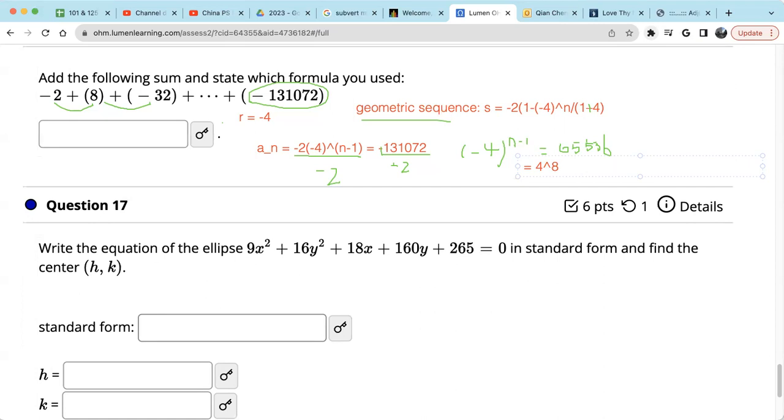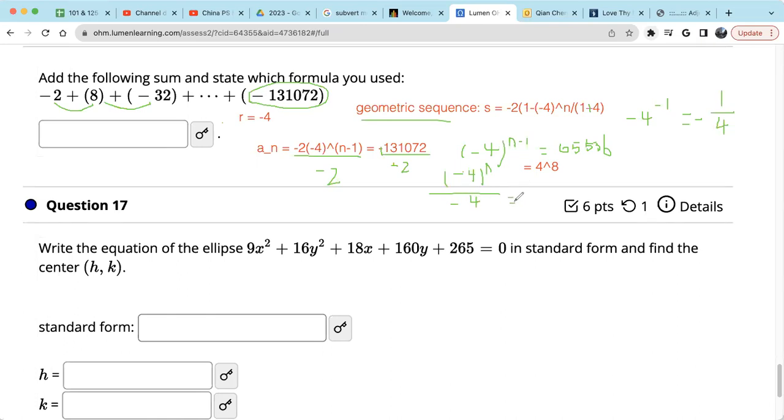Yes. Okay, so 4 raised to the 8. So that means what? N minus 1. What does this minus 1 do here? That means negative 4 raised to n, divided by negative 4 raised to negative 1. Negative 4 raised to negative 1 is negative 1 over 4, right? Remember, something raised to negative 1 means 1 over it, but we still have the negative. So I can divide by negative 4 here.